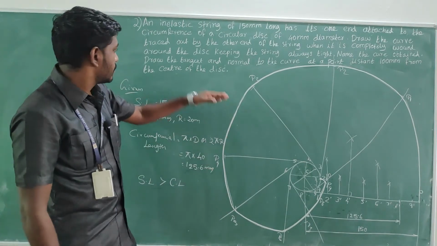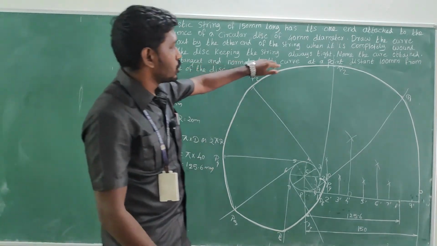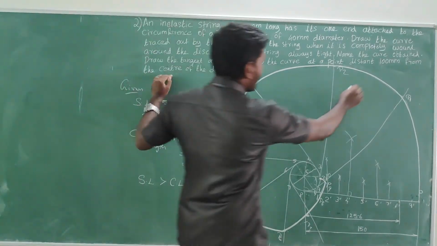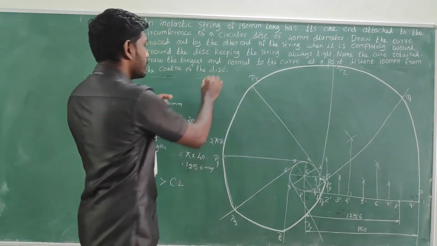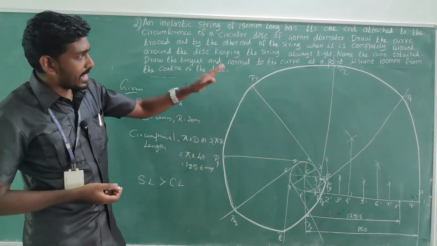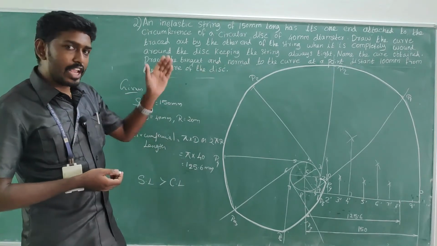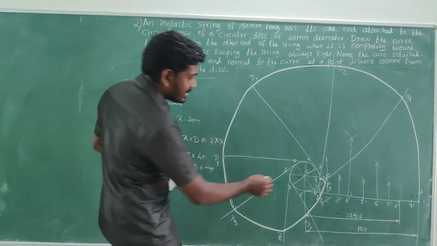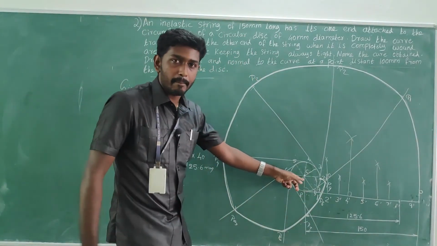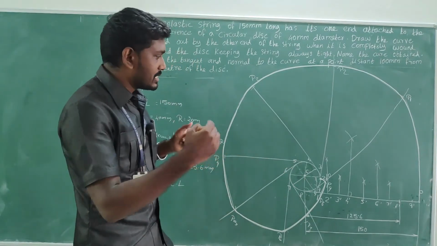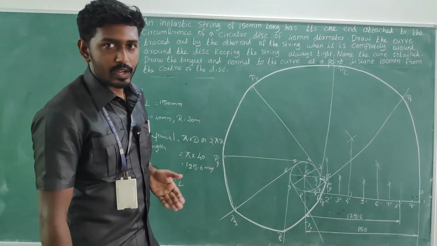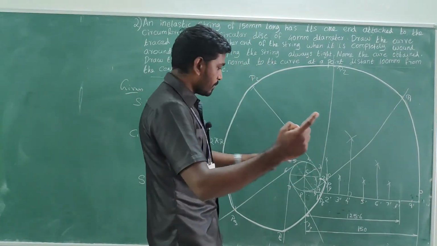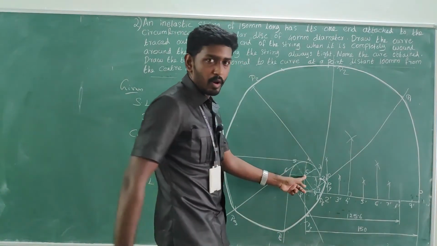What is next? Draw the tangent and normal to the curve at a point 100 mm from the center of the disc. In the last problem, we were taking the normal and tangent at any point on the curve, but here it is 100 mm from the center of the disc. So this is the center for the circle. From this, 100 mm away, you have to take the tangent and normal. For that, take your compass and measure 100 mm, and keeping C as center, go for a cut mark somewhere here.